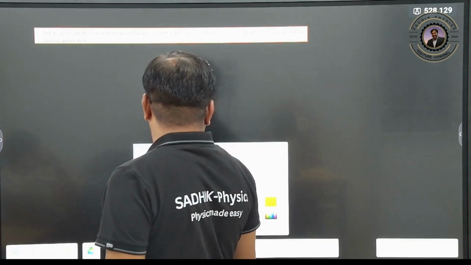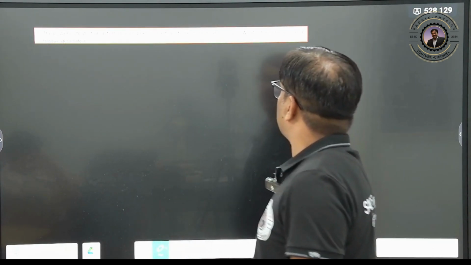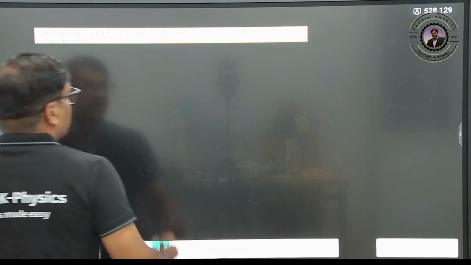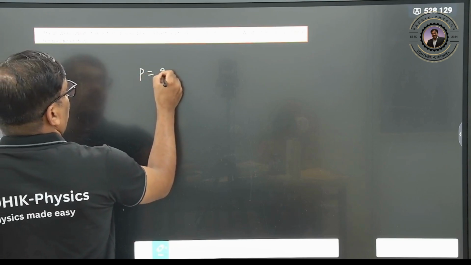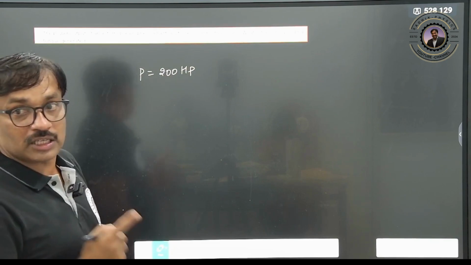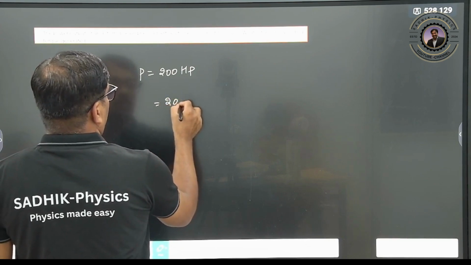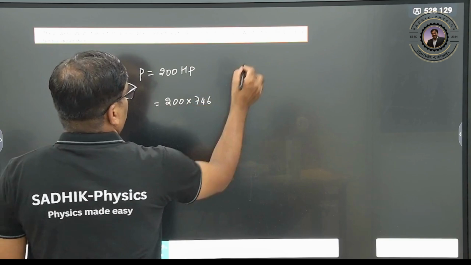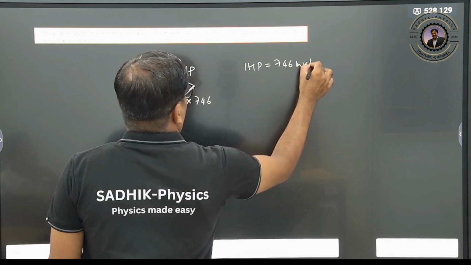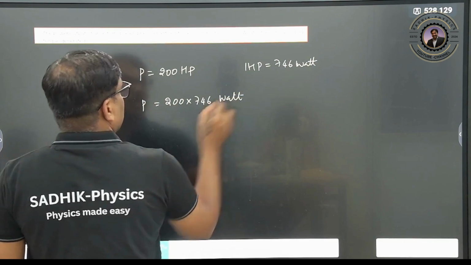Now here, on the power output: power is given, 200 HP, that means horsepower. Listen carefully, horsepower. So 200 horsepower means 200 into 746, because 1 horsepower is equal to 746 watt. This conversion is compulsory because watt is the SI unit.